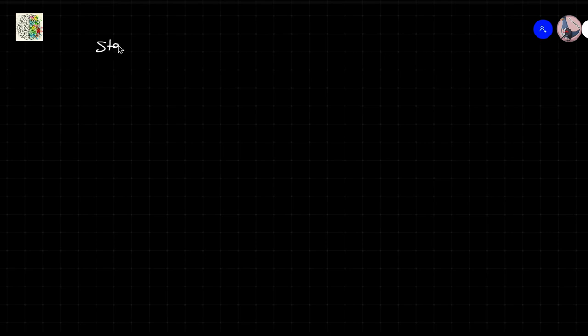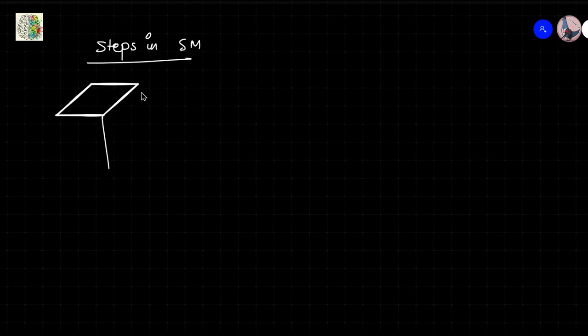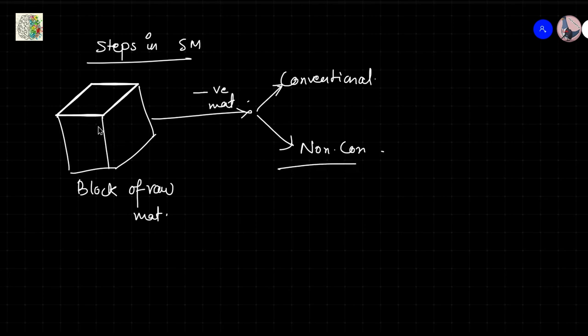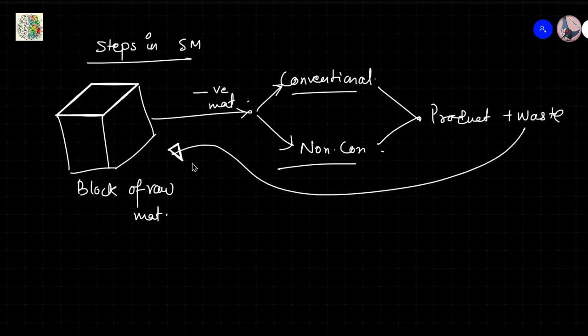You are quite familiar with the steps in subtractive manufacturing. In subtractive manufacturing, we start with a block of raw material, and then we subtract material from it. This subtraction can be done in a conventional way, where you apply some physical force, like drilling, milling, cutting, boring, etc., or a non-conventional way, where you dip it into some chemical which will erode it. Using these methodologies you get the product plus some waste. If you are able to recycle this waste, then it is sustainable, otherwise it is not. And we generally try to go for sustainable manufacturing always.